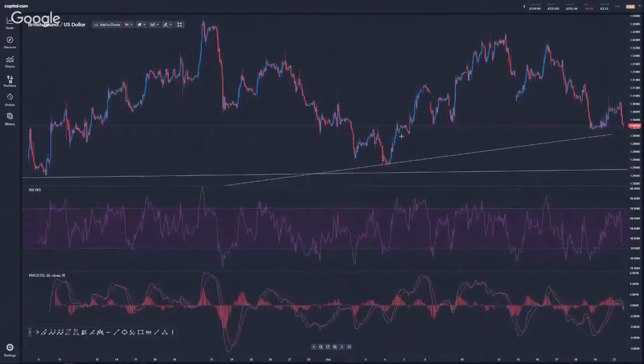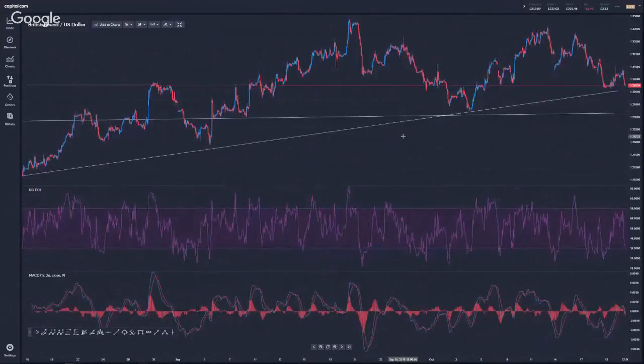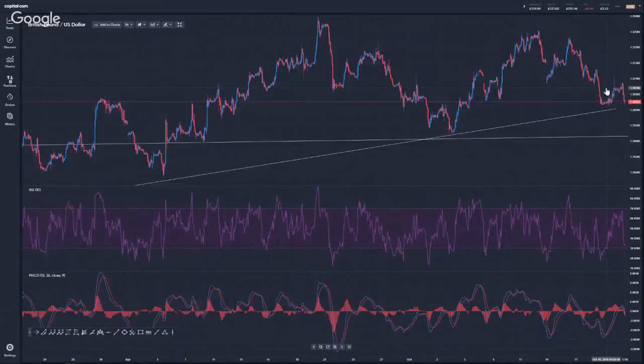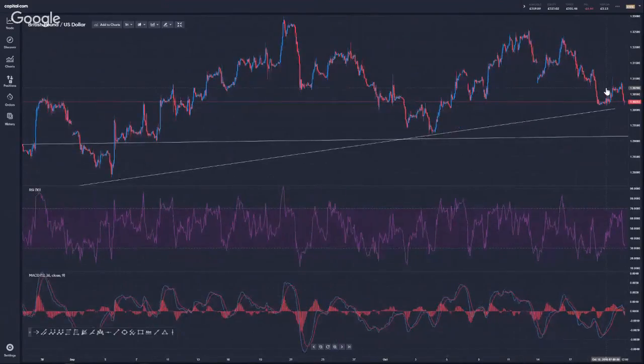Okay, so here's that recovery coming in off those August lows. This is where we are now. You can see how at 130 last week we did see the price turn away from here. And then we've got support there at 130, and there's the bigger support coming in at 129.